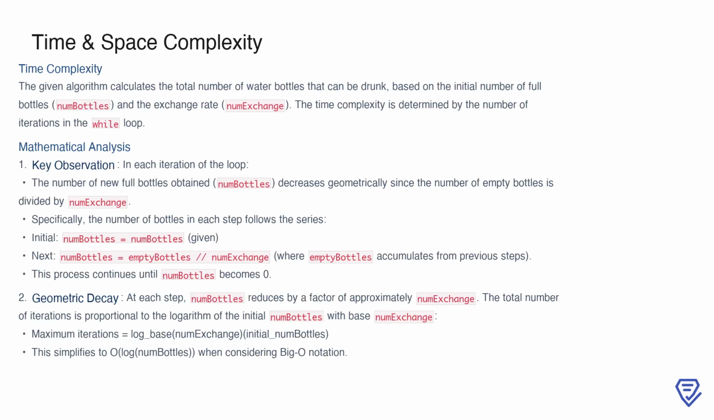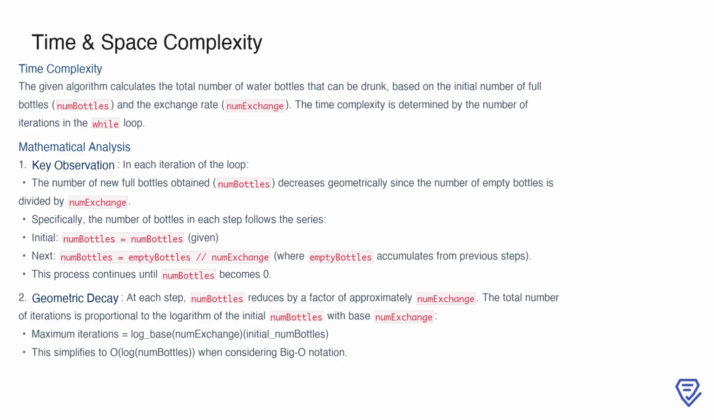To analyze the time complexity of this algorithm, we focus on the while loop, which determines how many iterations are required to calculate the total number of water bottles that can be consumed. The key observation here is that in each iteration, the number of new full bottles obtained decreases geometrically, as it depends on dividing the number of empty bottles by the exchange rate, numExchange. Initially, we start with the given number of full bottles, numBottles.